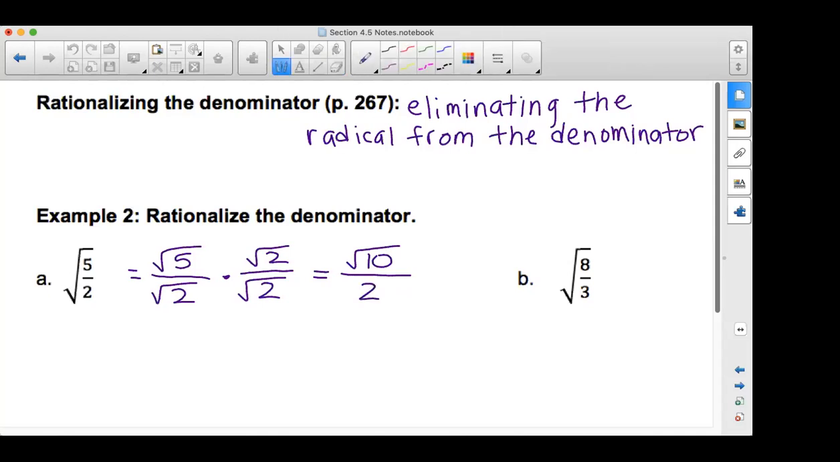When you have two radicals being multiplied together with the same number inside, it's just that number. Square root x times square root x is just x. And that's what happened here. So that's how we rationalize the denominator here. Go ahead and try part B.